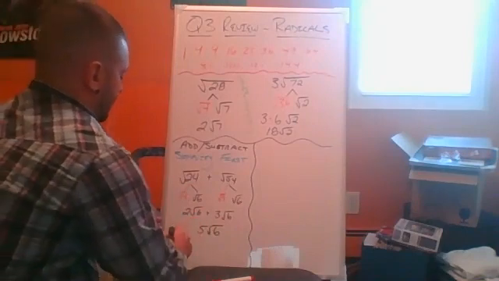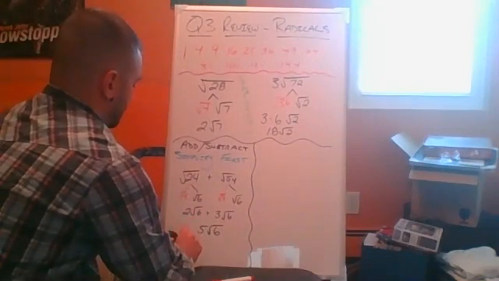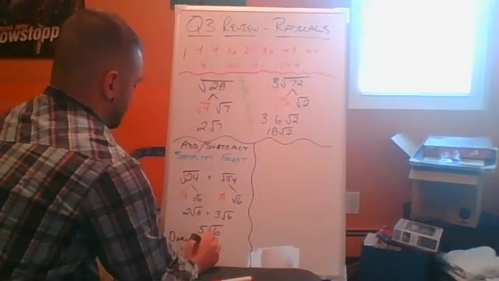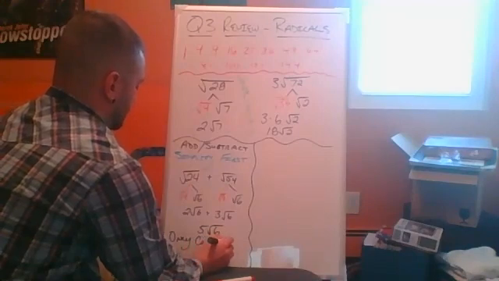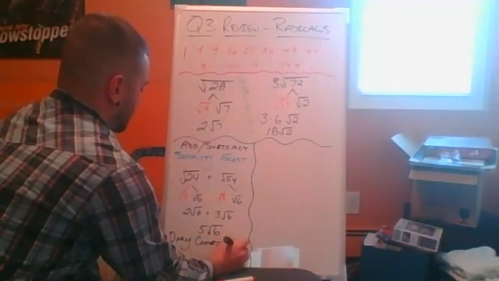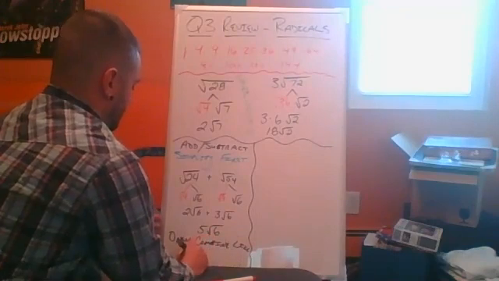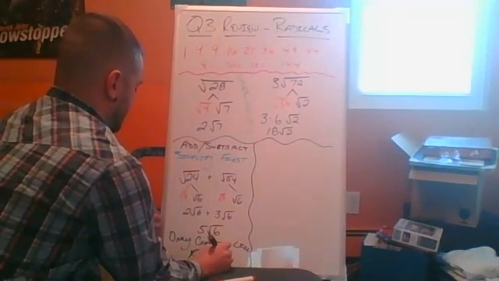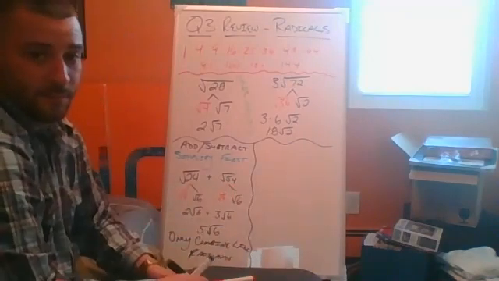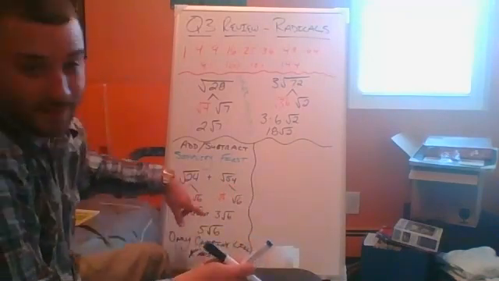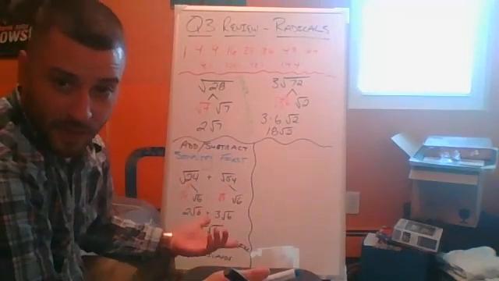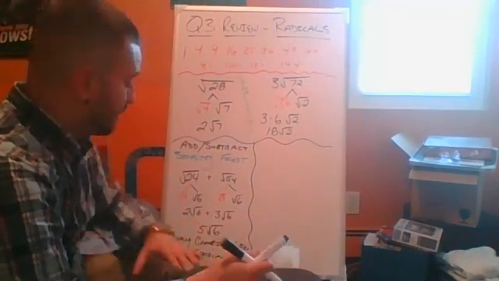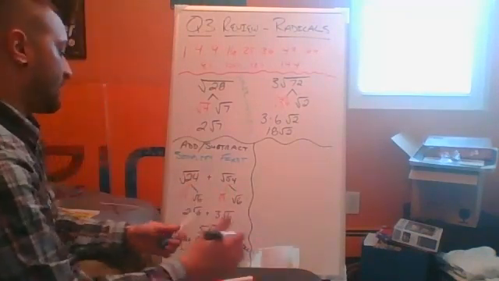So remember, only combine like radicands. If you would end up, let's say, a 2 rad 6 and a 3 rad 8, can we combine those? Absolutely not. We're done right there and we let them sit.